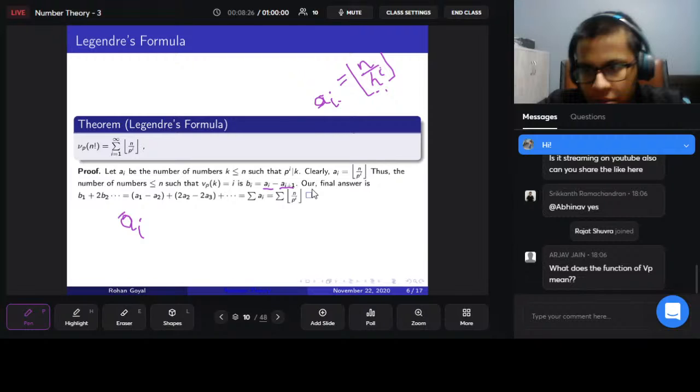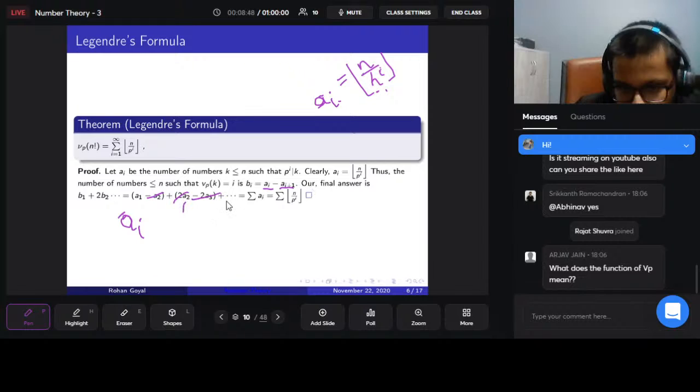So it's 1 into a1 minus a2, plus 2 into 2a2 minus 2a3, plus 3a3 minus 3a4. Observe that every term gets cancelled like this. It will subtract 1 from here and just 1 will remain. 2 will subtract from here and this would be 3a3. So just 1 will remain. So you get that the answer is actually the summation of ai, which is just the summation of n over p to the i floors.